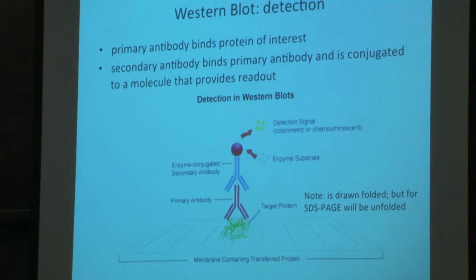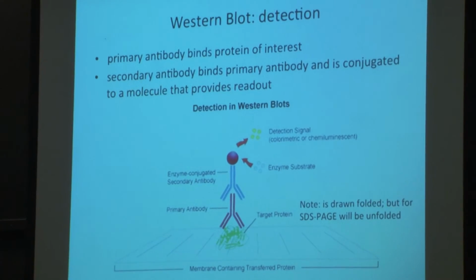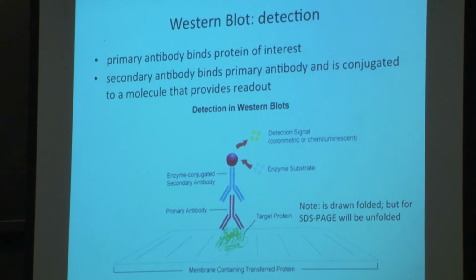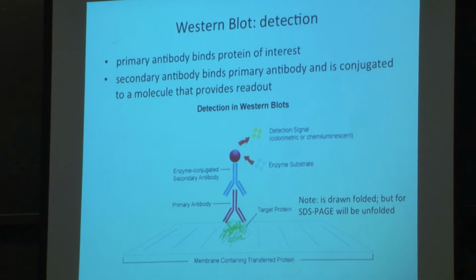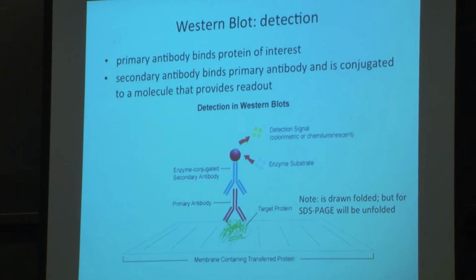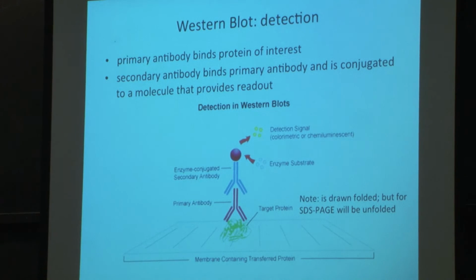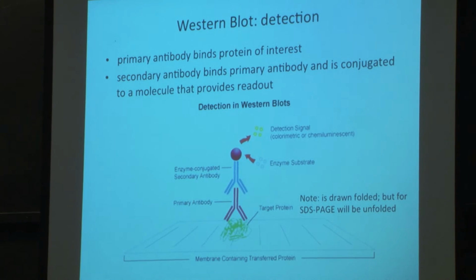Does anybody know what the enzymes do to amplify the signal? Convert a molecule to a blue molecule, I think. Yeah, to something that's colored. Okay, does anybody know horseradish peroxidase? Have you ever heard of horseradish peroxidase? So that's a heme iron.